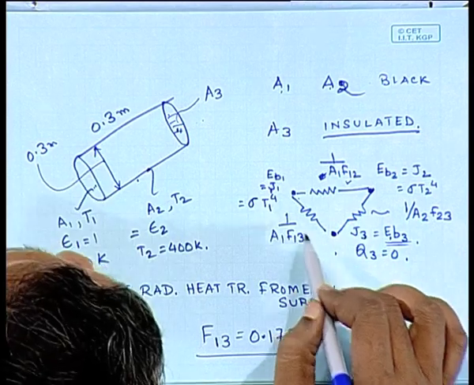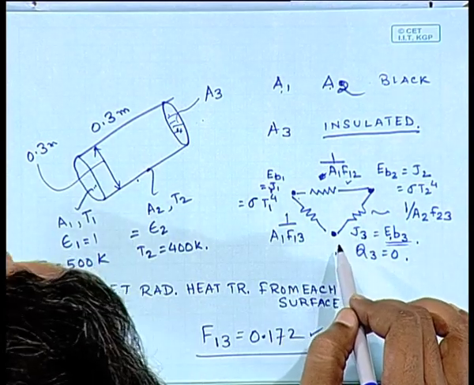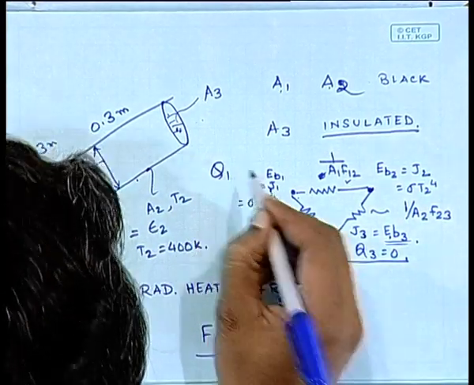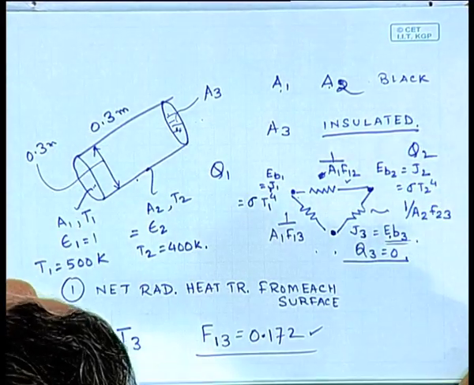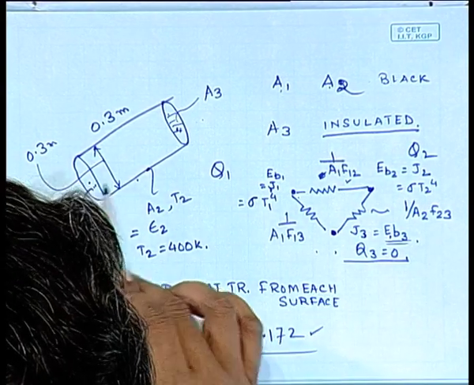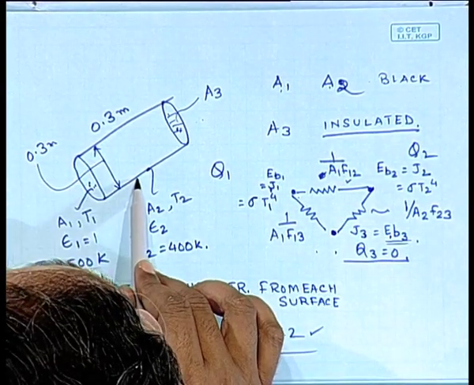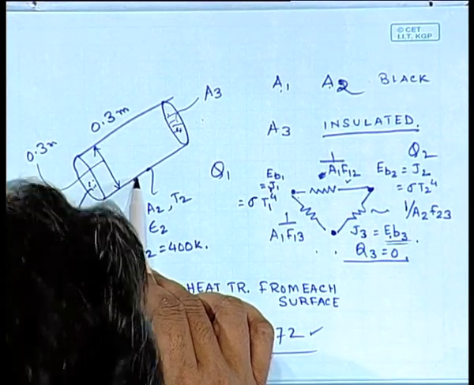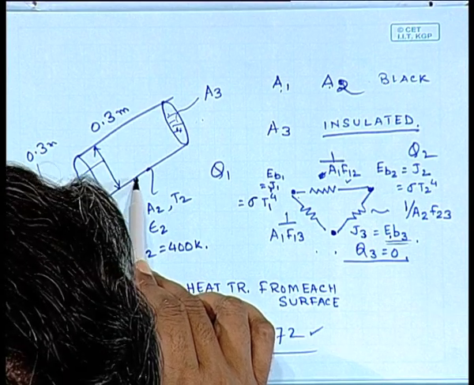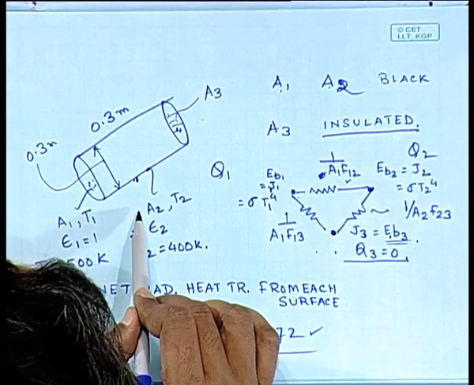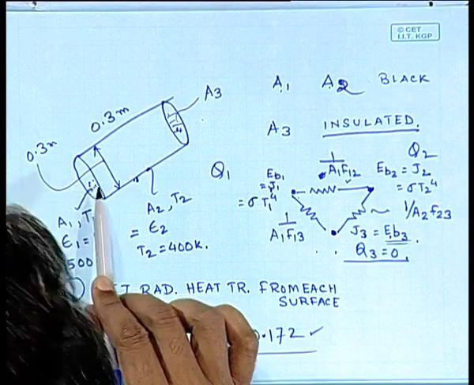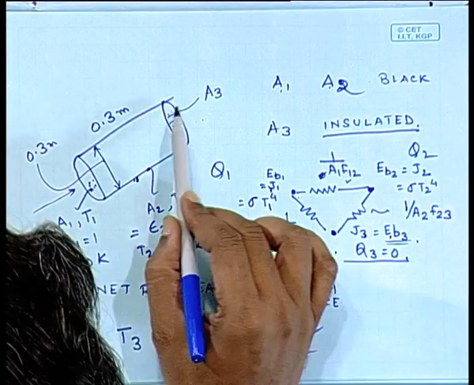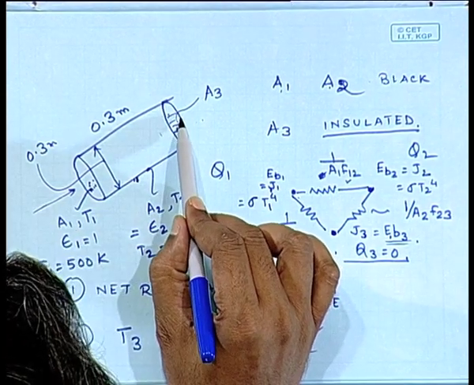Is there any energy that is entering or leaving this circuit? I know that my Q3 is 0, but can I say that Q1 is 0 or Q2 is 0? Q1 and Q2 are at different temperatures, T1 and T2. So obviously it's going to receive some amount of energy from here. So in order to maintain the temperature of 2 at a constant value, you have to extract some amount of energy. Similarly, in order to maintain this 1 at 500, you have to supply some amount of energy, but nothing is happening at 3. All right.